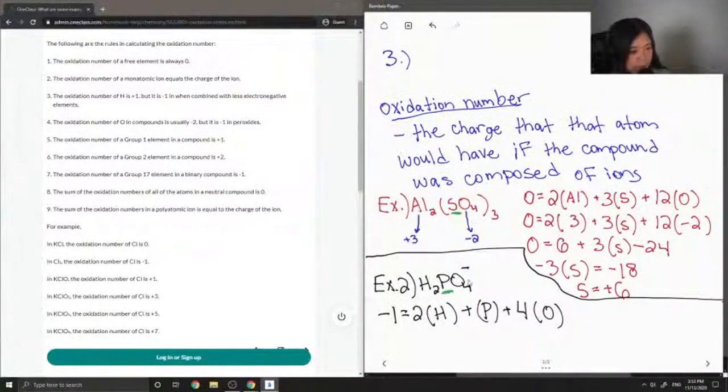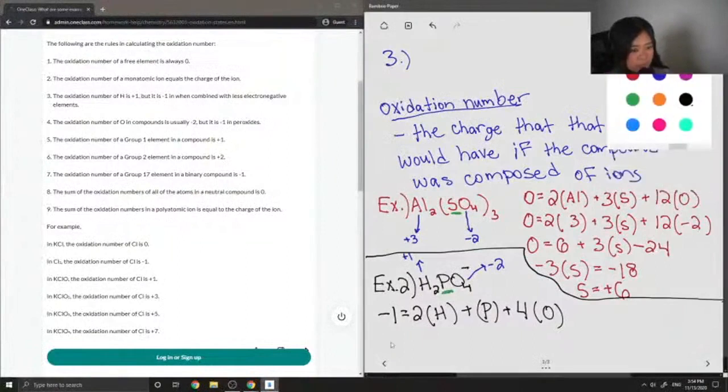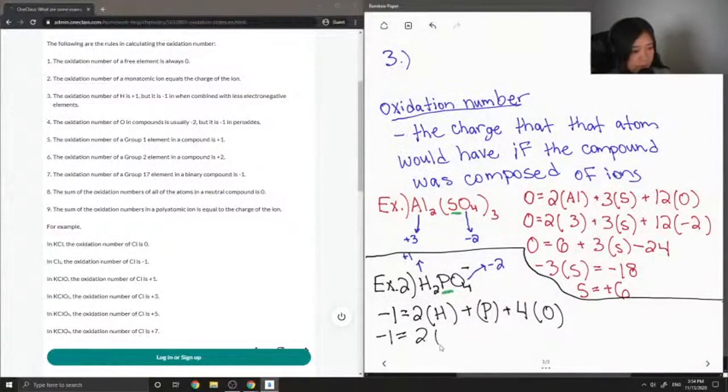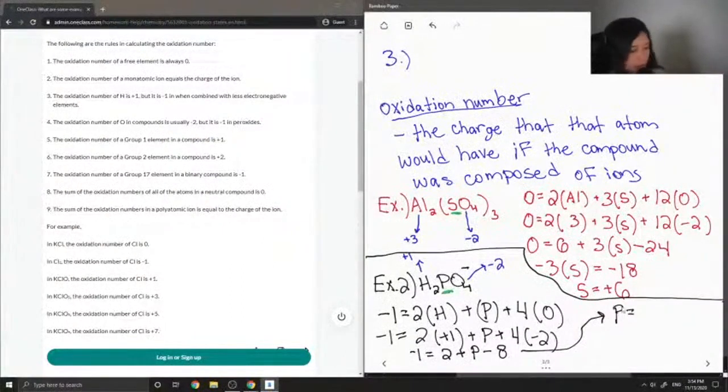Okay, so again, from our rules, we know that oxygen has a -2 charge when it's not a peroxide. And we know that hydrogen usually has a +1 charge. So now I can plug it into our expression, and we are going to solve for phosphorus. Okay, so then if we solve for P, we get that phosphorus has an oxidation number of +5.